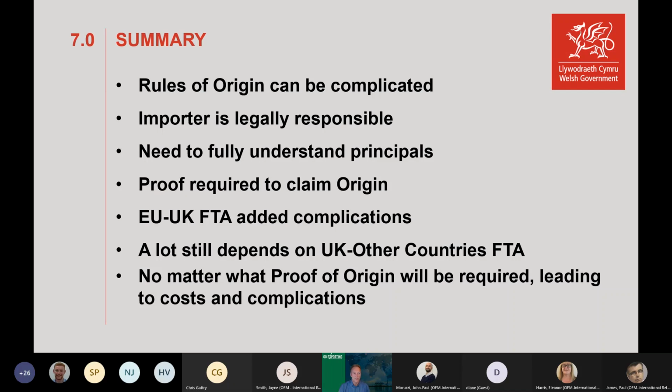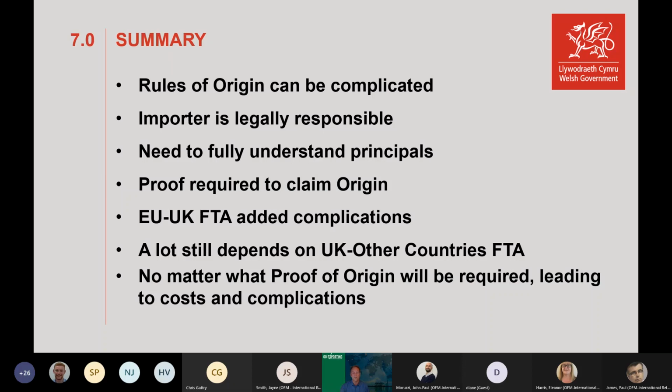So you need to fully understand the principles, and you need to have proof. It's required. You need to have proof to be able to claim origin. You need to be able to show an audit trail, if you like, that this is what's happened to this product, this is how we claim origin, this is what our calculation is. And as we've seen with the EU-UK agreement, there's this added complication of the fact that EU goods coming in to the UK, if they're not sufficiently transformed, will apply duty when they're sent back to the EU.